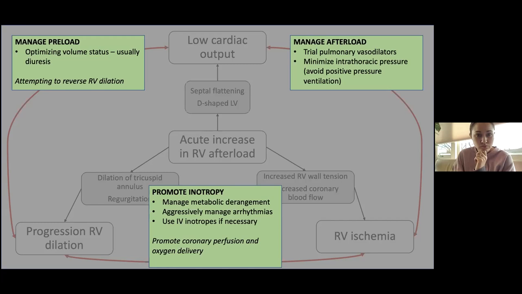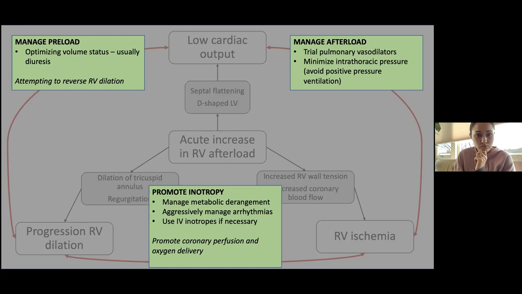Next, we can manage the afterload. So if it's a case of obstructive shock as this is, then we want to manage that with lytics, heparin, whatever is possible. If it's someone who has another etiology of an acute rise in afterload, such as ARDS in our patients with COVID pneumonia, we can try a pulmonary vasodilator, inhaled epoprostenol, to see if we can reduce the pulmonary pressures. And the other thing that's really important is to minimize the intrathoracic pressure.